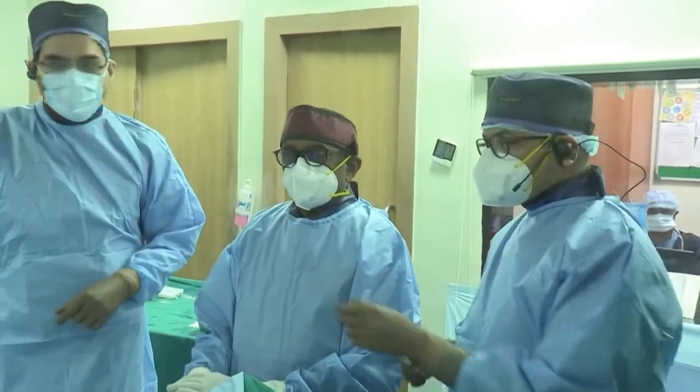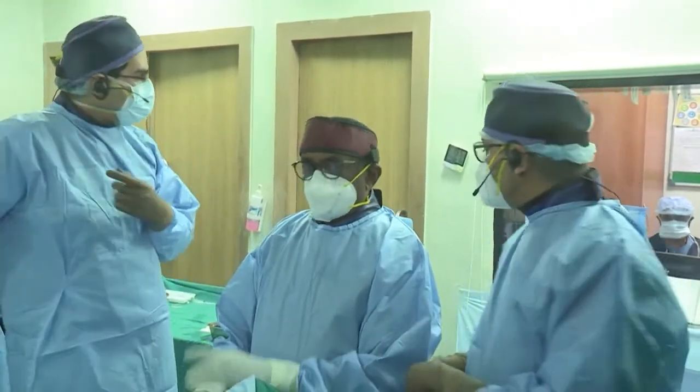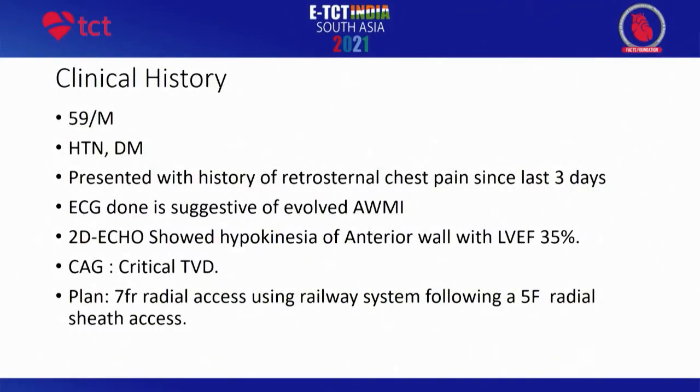Good afternoon, everyone. I'll be presenting the short history of the patient. Can you put the PPT? This is a 59-year-old male, a known case of diabetes and hypertension for the past 15 years, presented to us with a history of residual chest pain in the last 3 days. The ECG was done and was suggestive of evolved anterior wall MI.